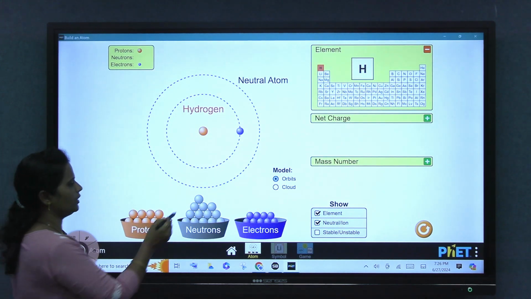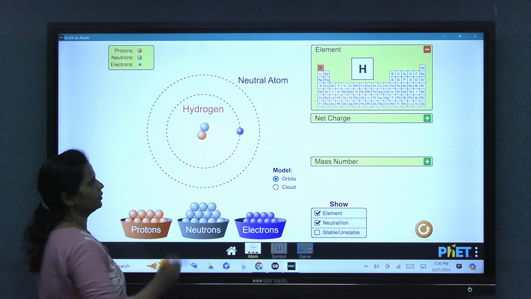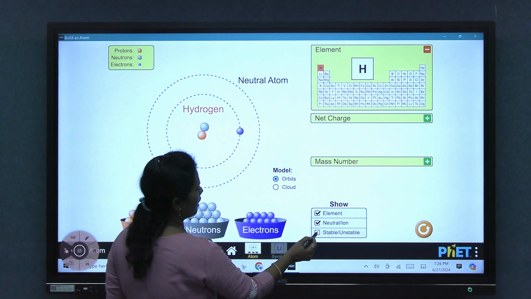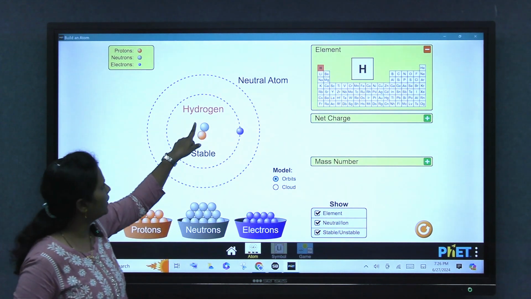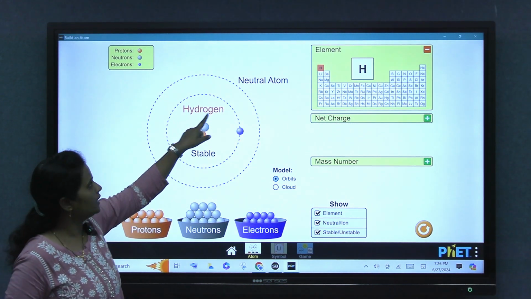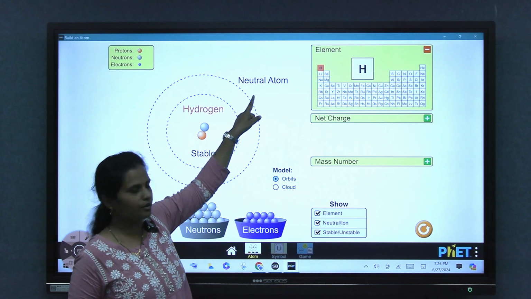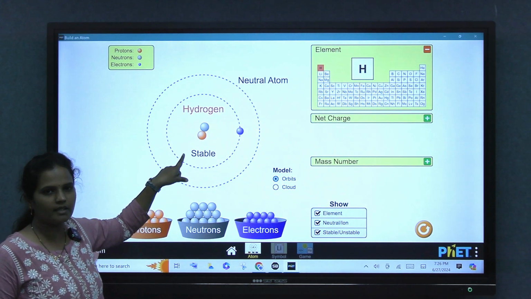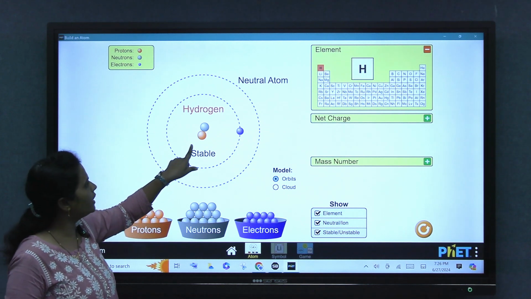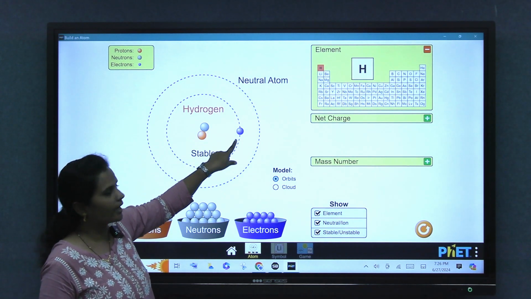Then what about a neutron? If I add a neutron, whether it is stable or unstable. Now you got a neutral atom, right? Hydrogen is a neutral atom. If it is a neutral atom, then we call it a stable element. So you can observe the hydrogen atom consists of these particles.